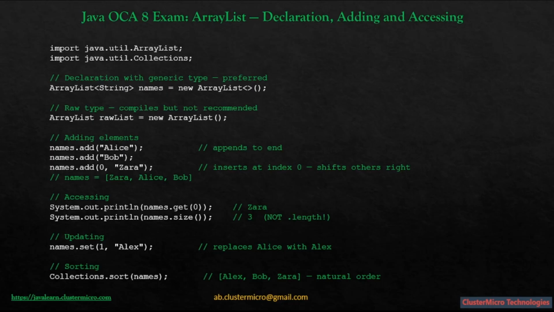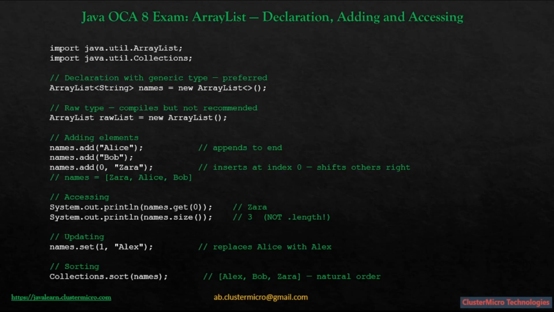To check the number of elements, we use size. This is a method called with parentheses. Size parentheses. This is different from arrays, where length is a field with no parentheses. The exam specifically tests whether you write size with parentheses or length with parentheses on an ArrayList. So we have to remember this: for ArrayList it is size with parentheses.